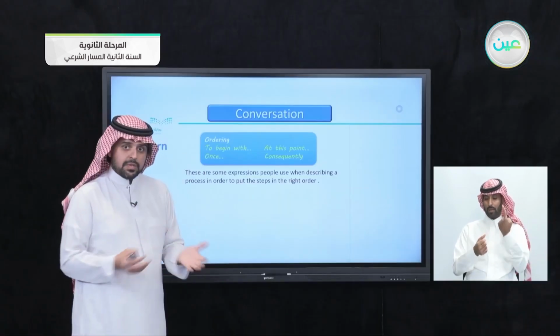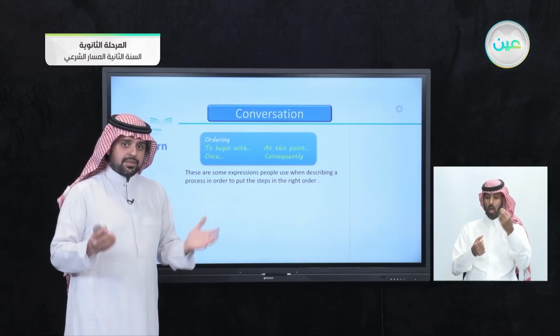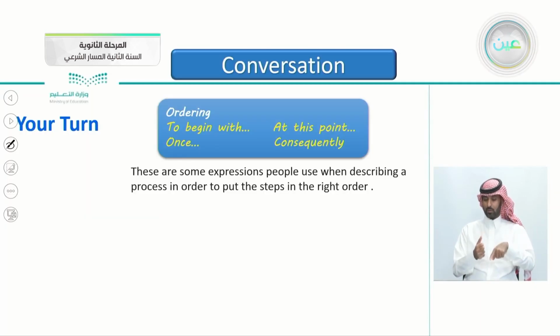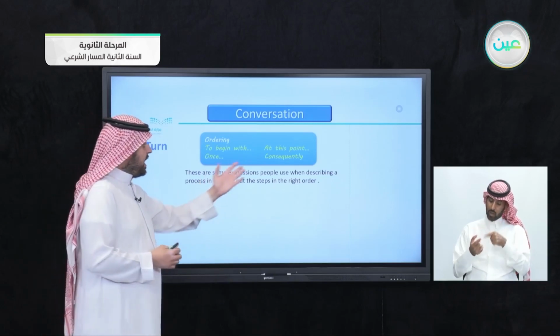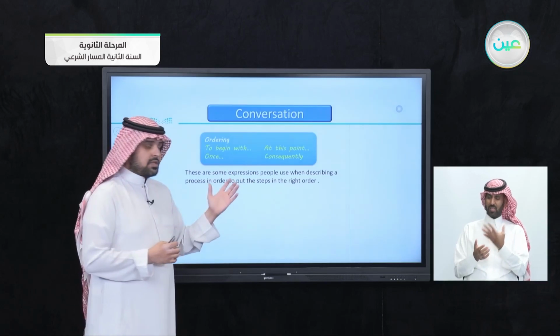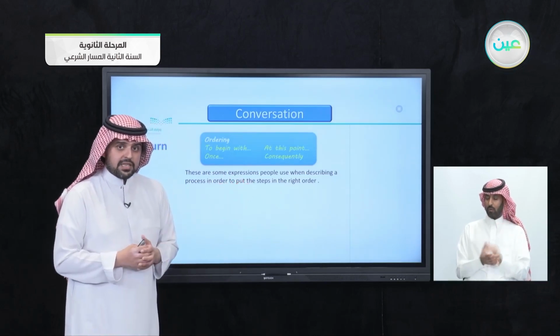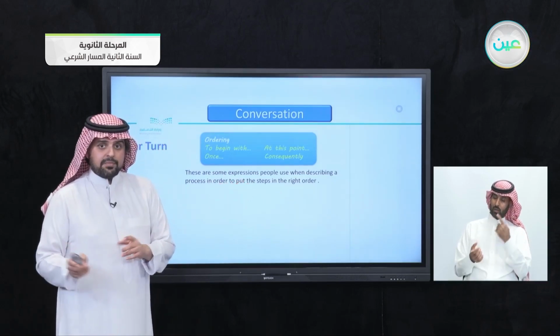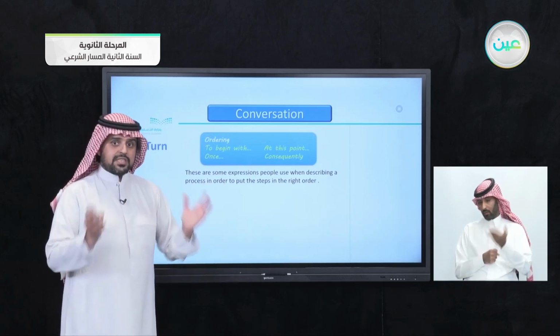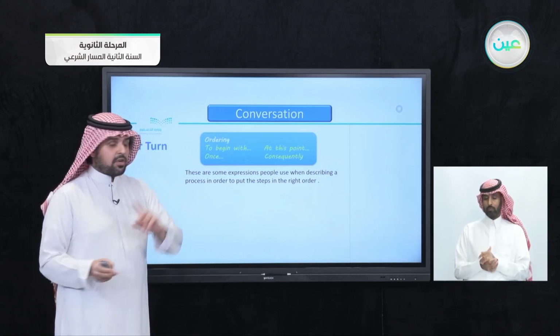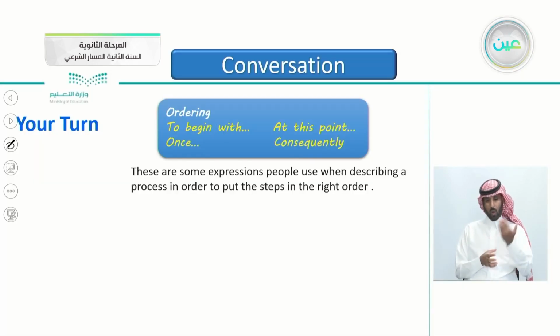Once, which means that something happened to you once. At this point. So you also use this to show the order of the sentences. And consequently, as we used it in the conversation, which means something happened because of something else. It comes from the word consequences. Something happened because of something else, hence the word consequently.